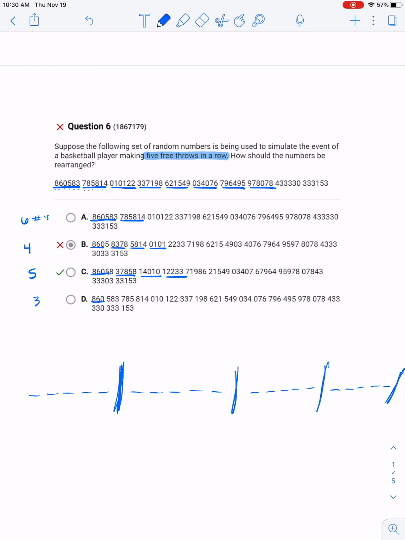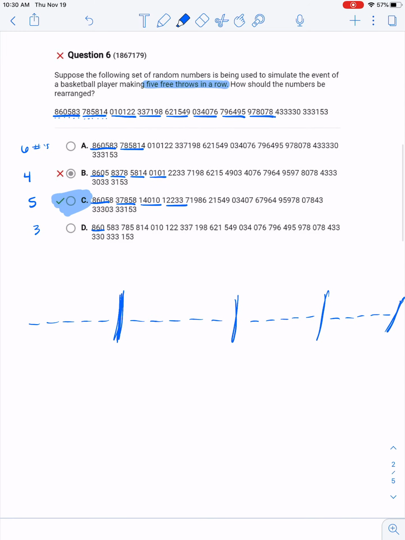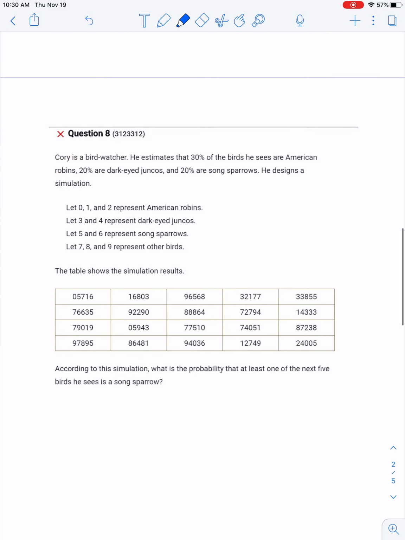So it has to be this one, just because we're looking for which option is going to show us the 5 free throws. Okay? So that really is our only option there. All right, next one. Corey is a bird watcher.